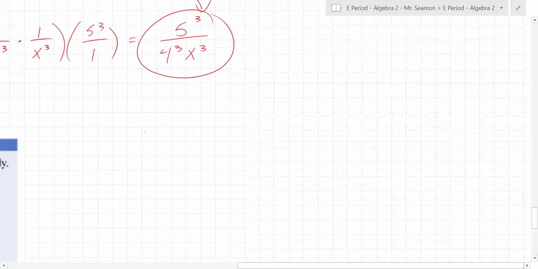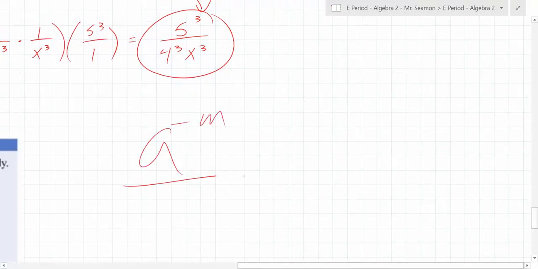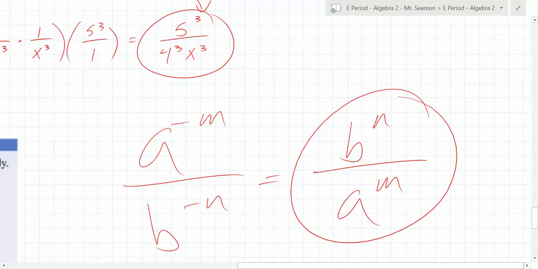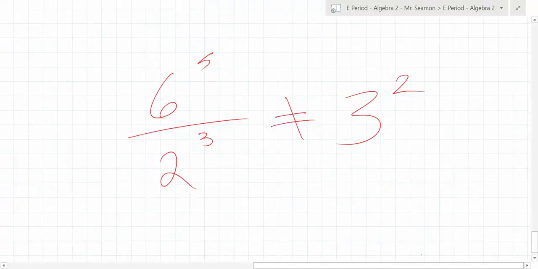So what this means is, what's a to the negative m over b to the negative n equal to? B to the n over a to the m. You need to put the "to the" in your phrasing because am means a times m. A to the m means something entirely different. Okay, so you don't have the same base.